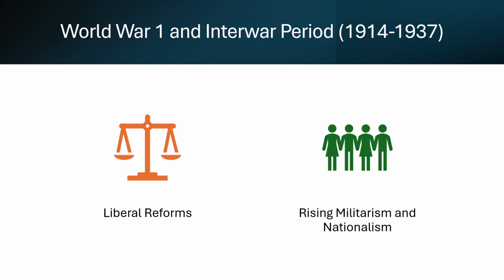Rising militarism and nationalism grew during the 1920s and 1930s, driven by economic hardships, notably after the 1929 Great Depression and dissatisfaction with Western powers. Japan invaded Manchuria in 1931 and later withdrew from the League of Nations in 1933, marking a shift toward aggressive imperial expansion.